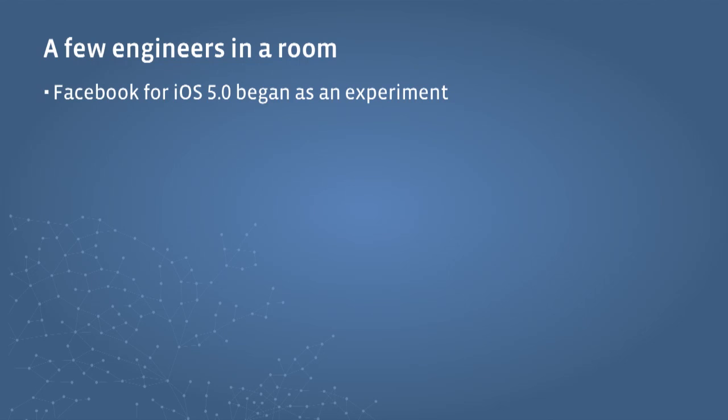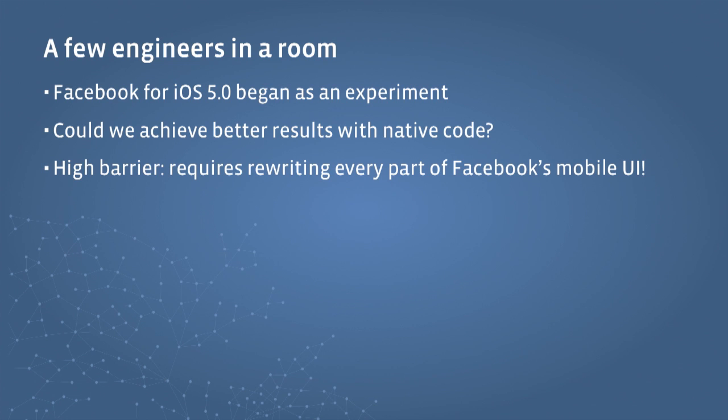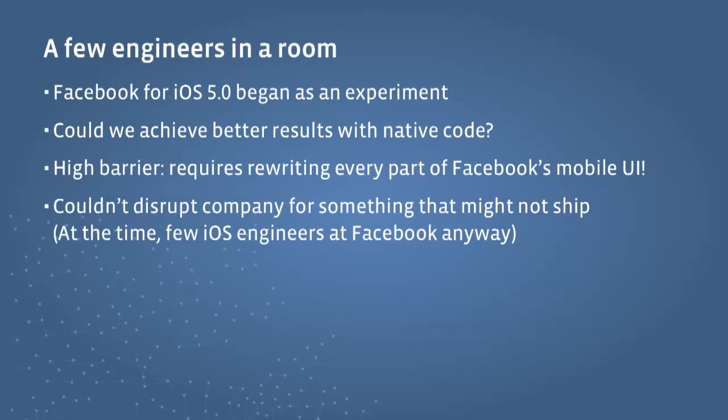So anyway, we started this Facebook for iOS 5.0 as an experiment. We wanted to see, could we achieve better results from native code, and could we make it scale for Facebook? Because you remember the previous problem we ran into with native code was we didn't know how to scale it up to all the other products. So this was a really high barrier because we had to rewrite the entire app in native code, all the story renderings, and trust me, there are a lot of story renderings on Facebook. We had to rewrite all the like and comment interfaces, all the settings and bookmarks displays, and we also didn't want to disrupt the company for something that might not ship.